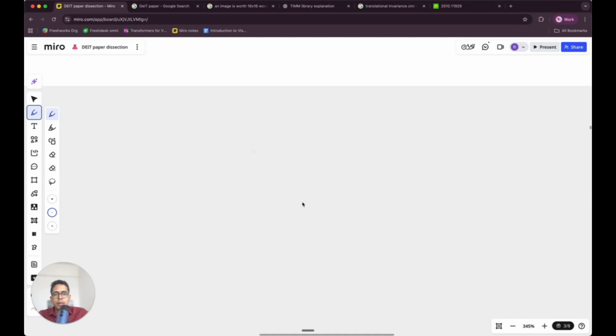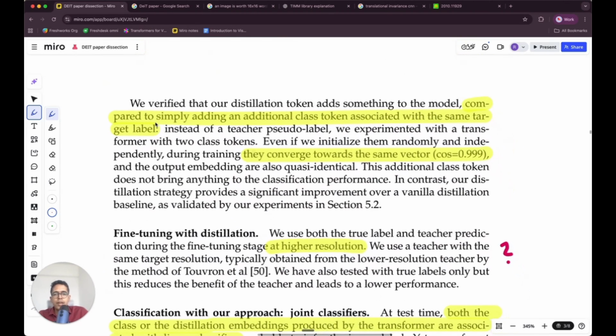But they say one more thing in the paper. Pay very close attention to this next paragraph. We verified that our distillation token adds something to the model compared to simply adding an additional class token associated with the same target label. So what if we had two class tokens, one at the 0th position, another at the n+1th position, and both were forced to learn the actual ground truth rather than the teacher's prediction? Then even if we initialize these randomly, they converge towards the same vector, 0.999 cosine similarity. So the introduction of a distillation token is very different from introduction of just another class token.